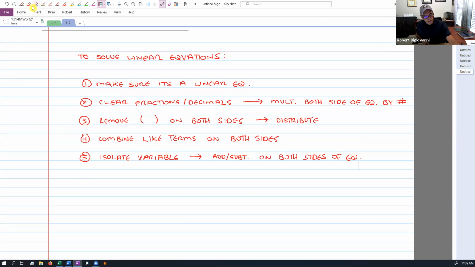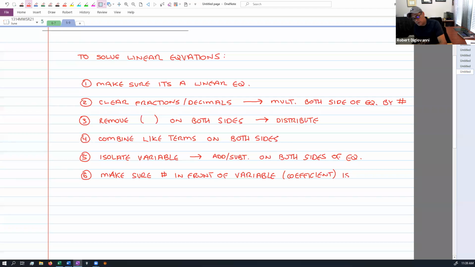And then last step, we will make sure the number in front of the variable, which is called the coefficient, is 1. That's a 1. And to do that, we'll have to divide both sides. Okay, that's it. 6 steps.